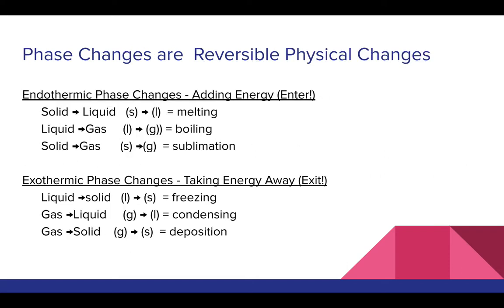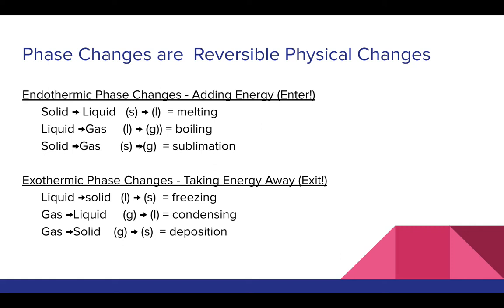Okay. Now, phase changes, as I said, are reversible physical changes. And we're going to just start to define two types of phase changes. One is called endothermic phase changes, which means that in order for this phase change to occur, we'll have to add energy to our system. So added energy will enter. That's sort of like endo.